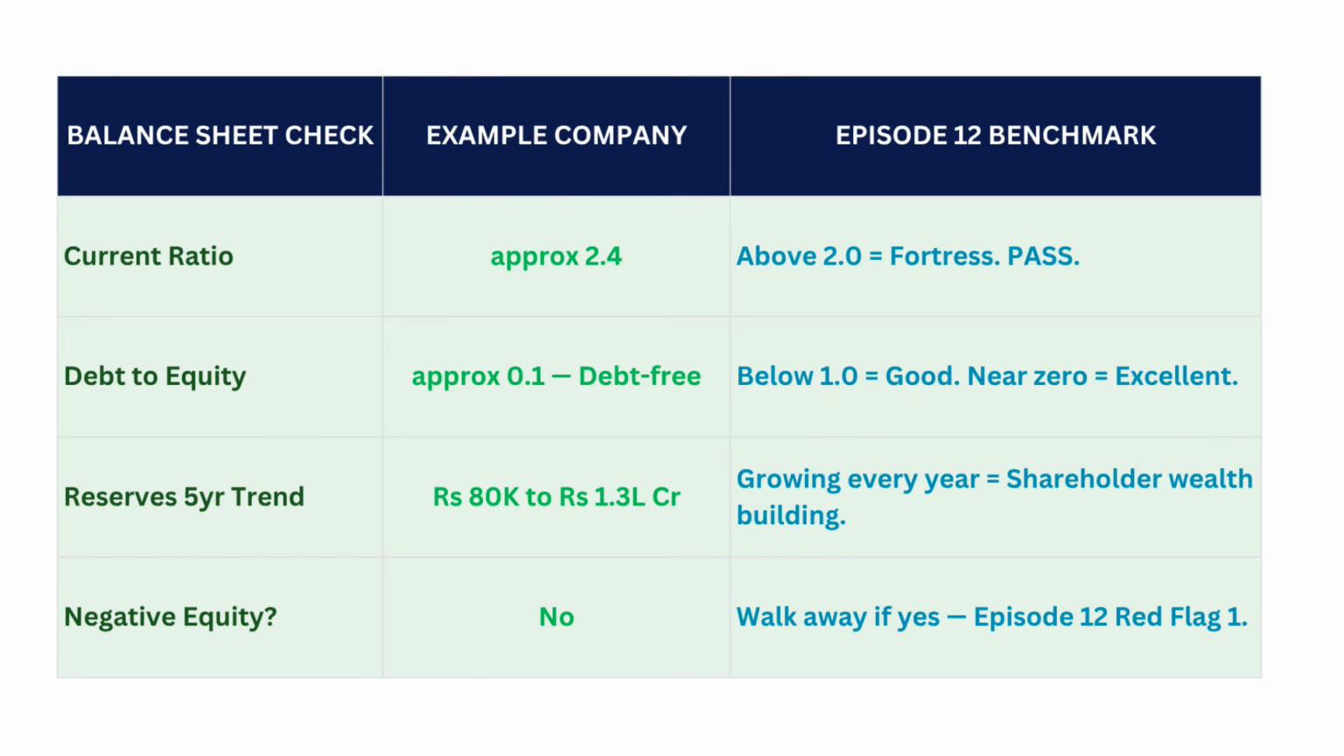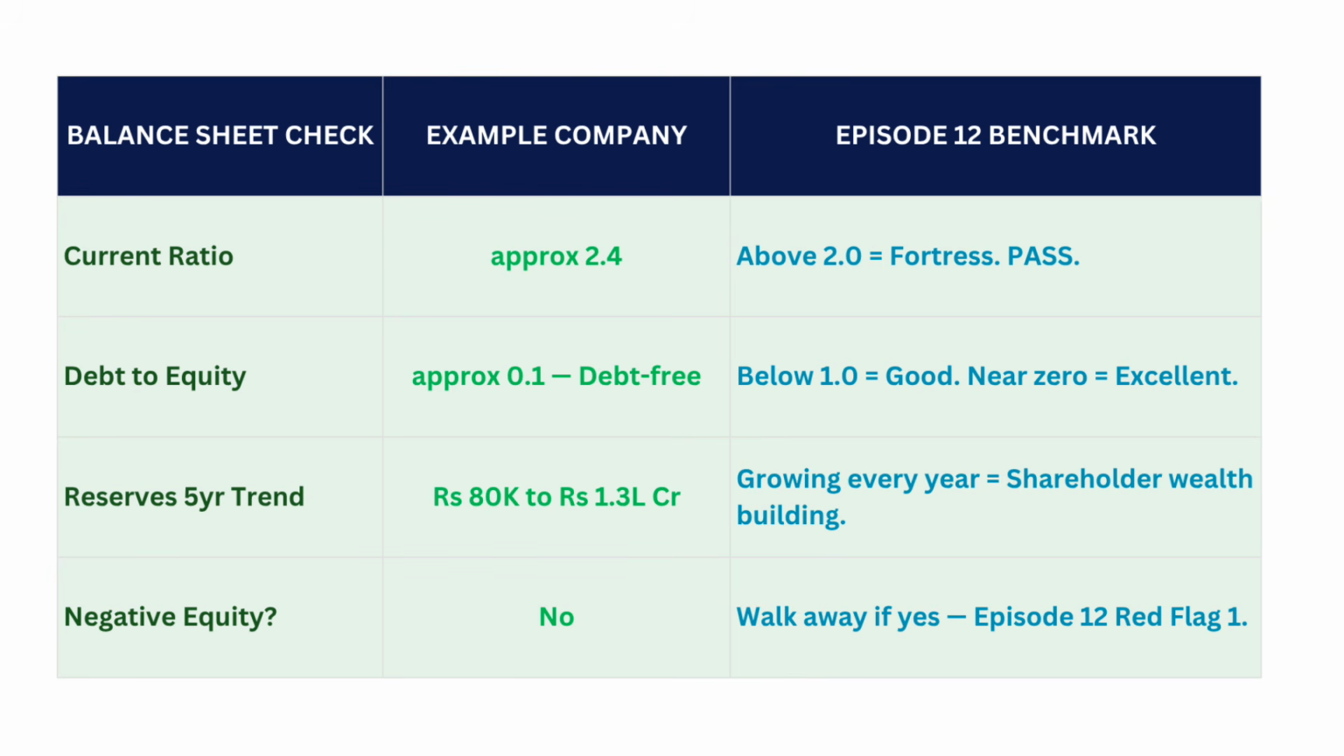Reserves growing from 80,000 crores to 1,30,000 crores over 5 years. Consistent shareholder wealth is building, zero negative equity, zero excess goodwill. This balance sheet passes every red flag check from episode 12 with flying colors. Then the balance sheet check here, current ratio: the example company is approximately 2.4, the episode 12 benchmark is above 2. That is a fortress pass always.